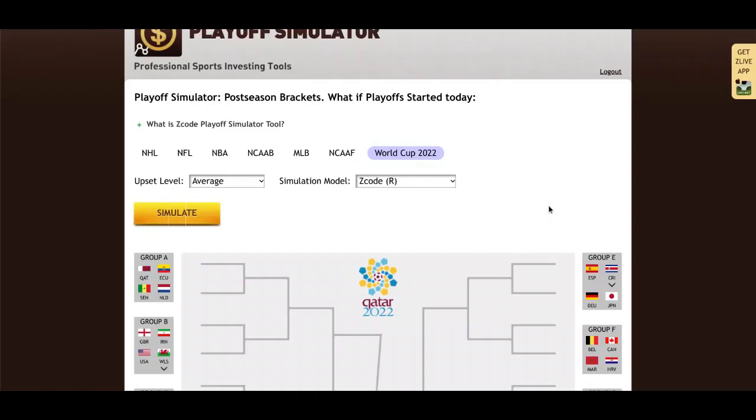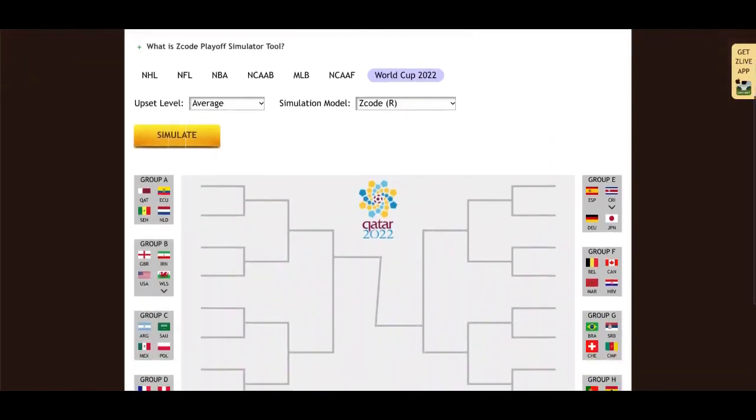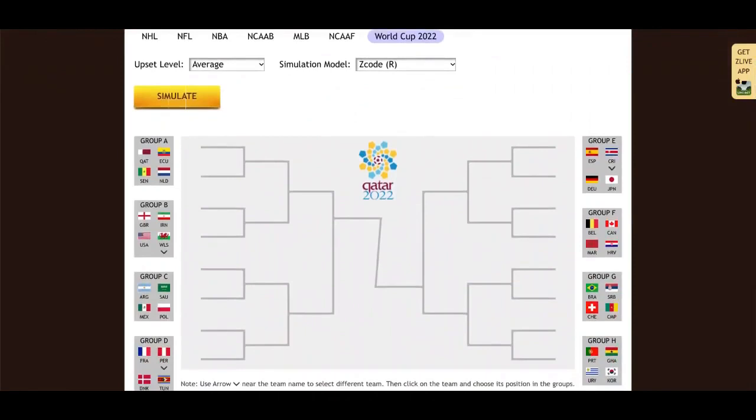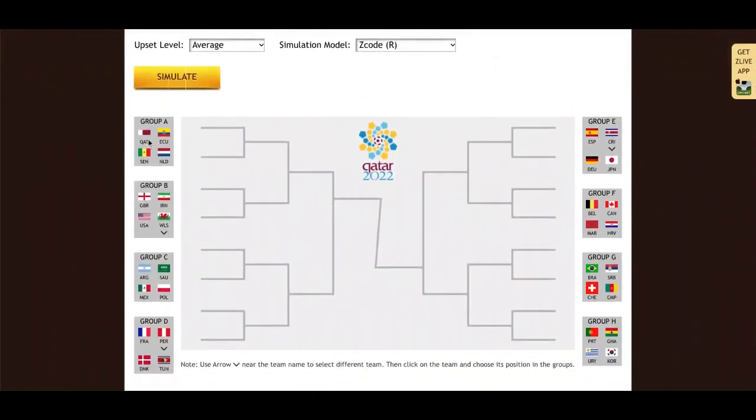Now, as I said before, the World Cup is coming up later this month. November the 20th is when it starts, as Qatar, as you can see right there, play Ecuador in the first game. Right now, the betting odds favor Brazil to win the tournament. And we can see Brazil's over there in Group G. They'll play Serbia, Switzerland, and Cameroon in the group stage.